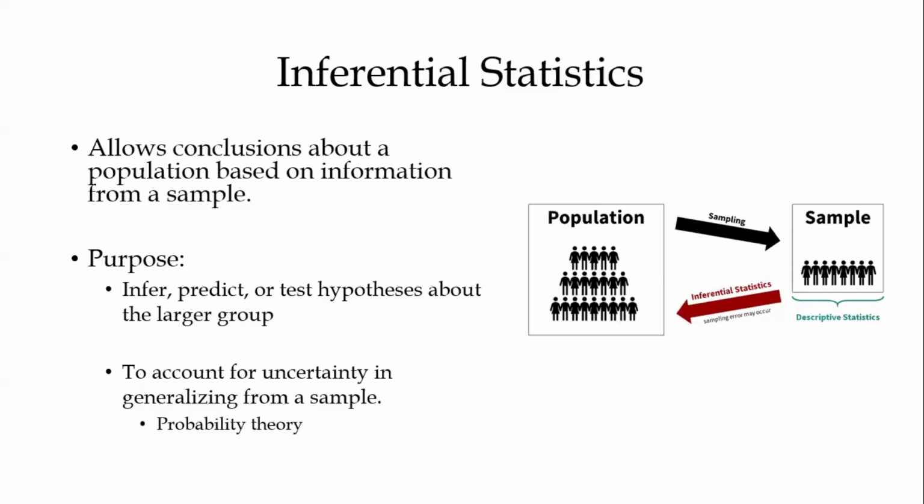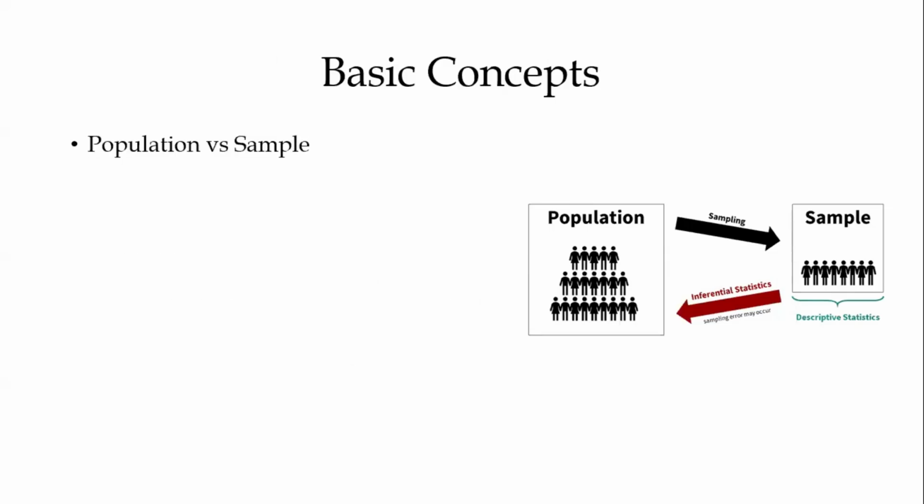That sampling error may be translated to the population in the form of uncertainty. And we're going to look at how exactly inferential statistics takes care of this issue of uncertainty when you're generalizing from a sample. So some basic concepts to perhaps get us started.